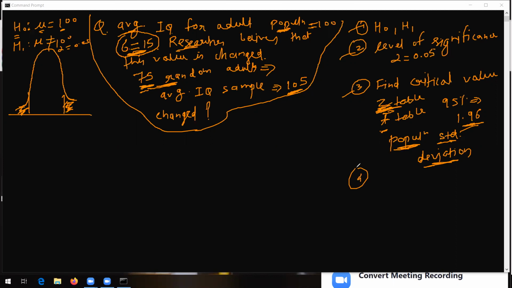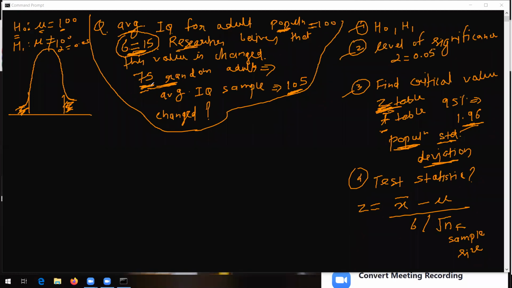Now the fourth point is we need to find out the test statistic. How to find out the test statistic? Z is equal to X bar minus mu divided by sigma, that is the standard deviation, divided by the square root of n. What is n? N is the sample size. And what is the sample size in our case? It is 75, 75 random samples.